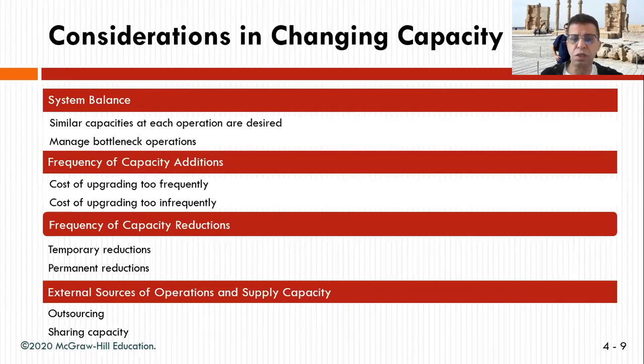So the frequency of capacity addition matters: once you have an addition, there is always a cost involved. And the cost is clearly how much it costs you to bring in a new machine, or how much it costs you to have more people. But there is also a hidden cost that you don't see. It is the cost of upgrading too frequently.